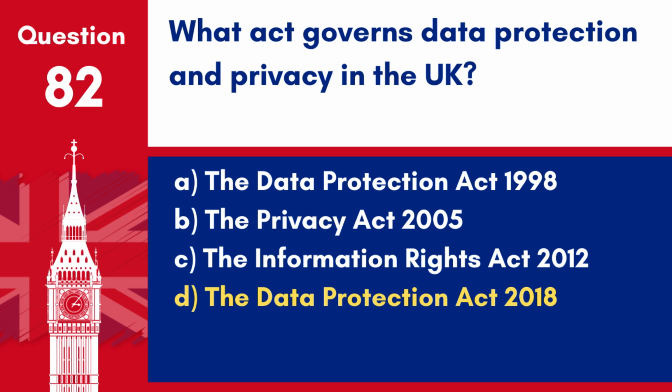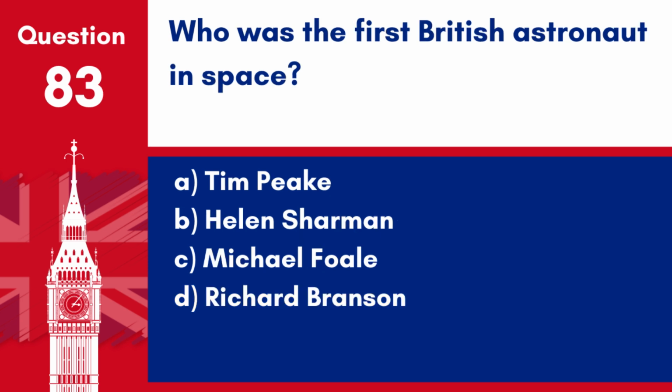This act updates data protection laws in the UK, including GDPR provisions, to protect personal information and enhance privacy rights. Question 83. Who was the first British astronaut in space? A. Tim Peake. B. Helen Sharman. C. Michael Foale. D. Richard Branson. Answer: B. Helen Sharman.